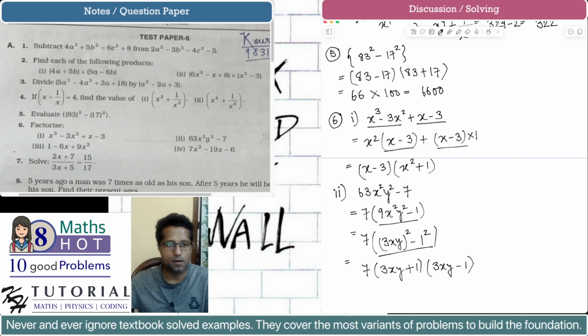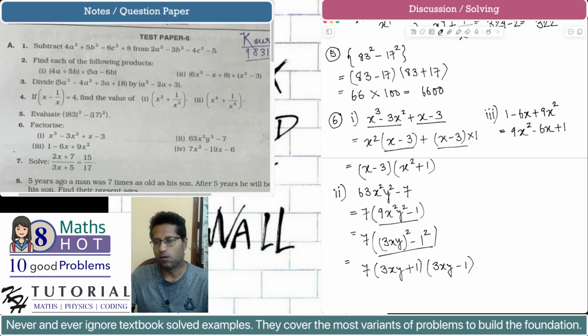Okay, let's do part 3. Part 3 is a trinomial: 1 minus 6x plus 9x square. Whenever you are given a trinomial, always first write it in the order such that all the terms are arranged in descending order of their degree. So the highest power of the variable will come first. So, 9x square minus 6x plus 1.